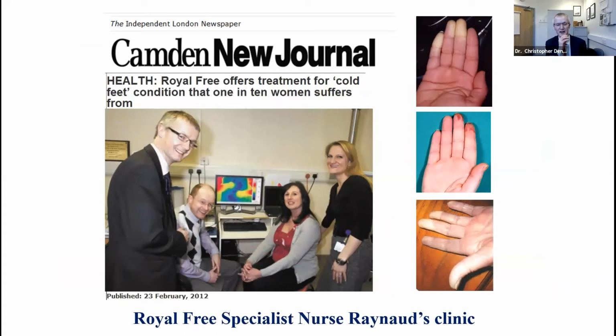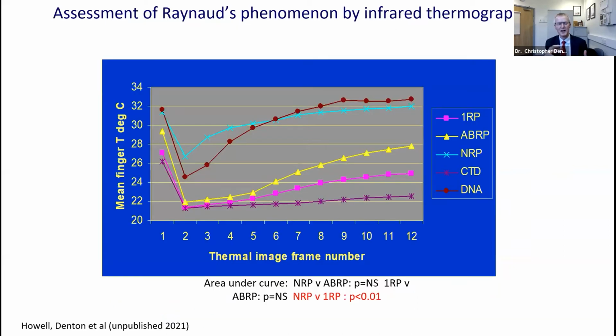It was featured in our local press when we got this going, and it's run by one of our very talented specialist nurses and a vascular technician, Dr. Howell, who spent his whole professional life doing microvascular diagnostic studies and is a real expert at doing that. And I'd like to show over the next few slides some of the information that we've learned from having this dedicated Raynaud's clinic.